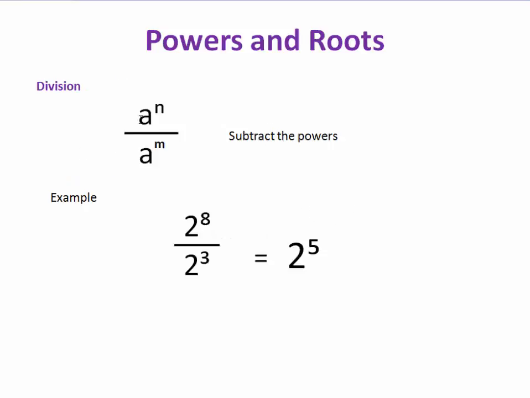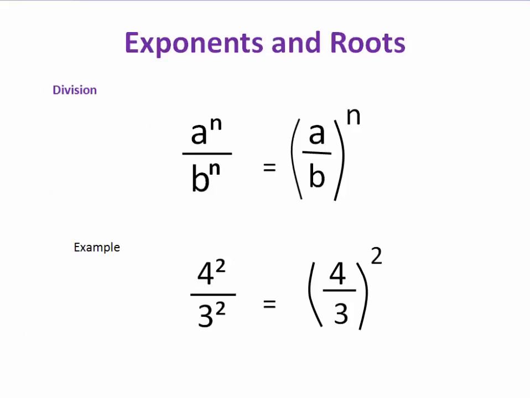Division, same base, and we've got different exponents. We can do this by subtracting the powers, so n minus m. For example, if we've got 2 to the power 8 divided by 2 to the power 3, we've got the same base, so we subtract the exponents, 8 minus 3. 8 minus 3 is 5, and the base remains the same.